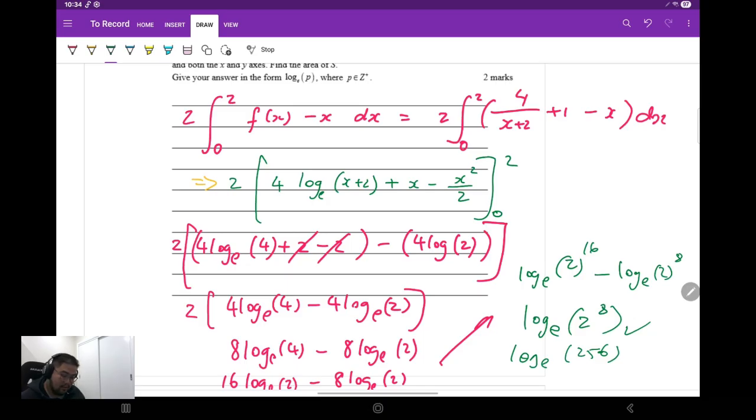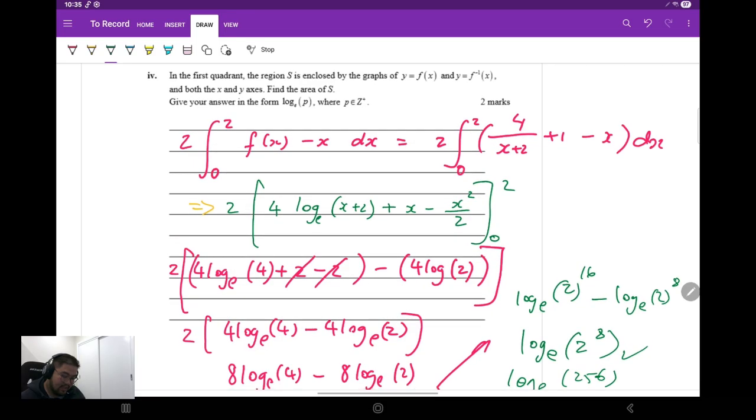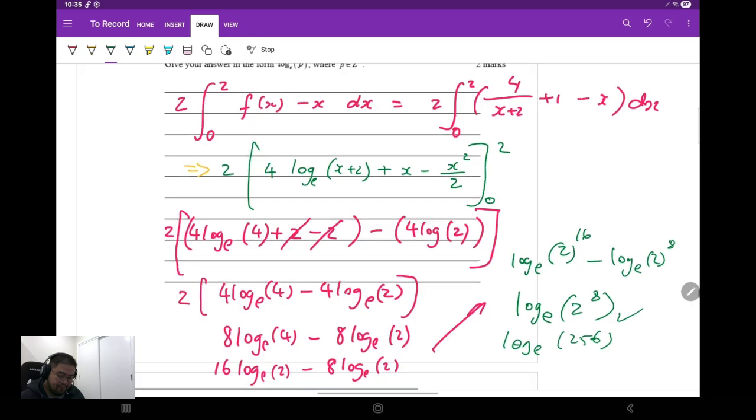And find the area of S. Is that? Yep, that's all right. That's your area. So area equals that.